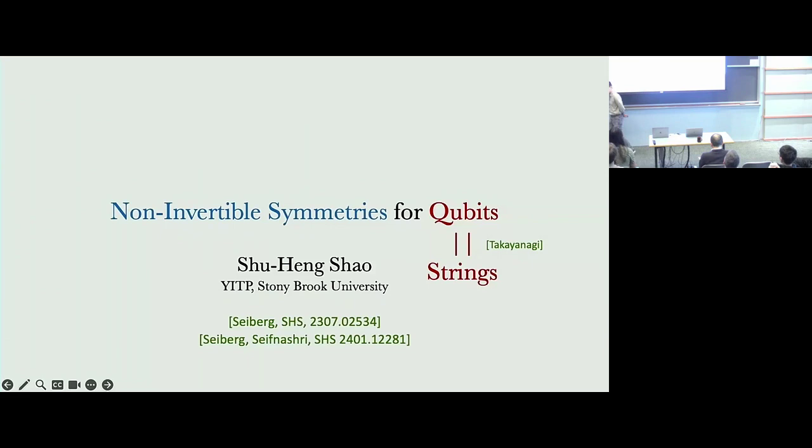there will be some of the key steps in the talk that will be familiar for people who have studied string theory. Having said that, even if you don't know anything about string theory, I hope the talk will be self-contained.